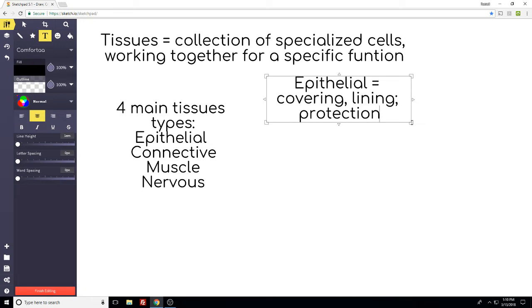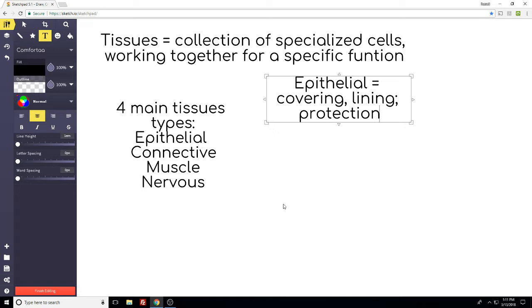The epithelial tissue in your skin is protecting everything else in your body from the outside elements, but the same thing goes for the inside. The lining of your stomach is protecting the rest of your organs from stomach acid that would be in there, or air and bacteria from just going directly into your body. So epithelial tissue is always going to be that barrier.